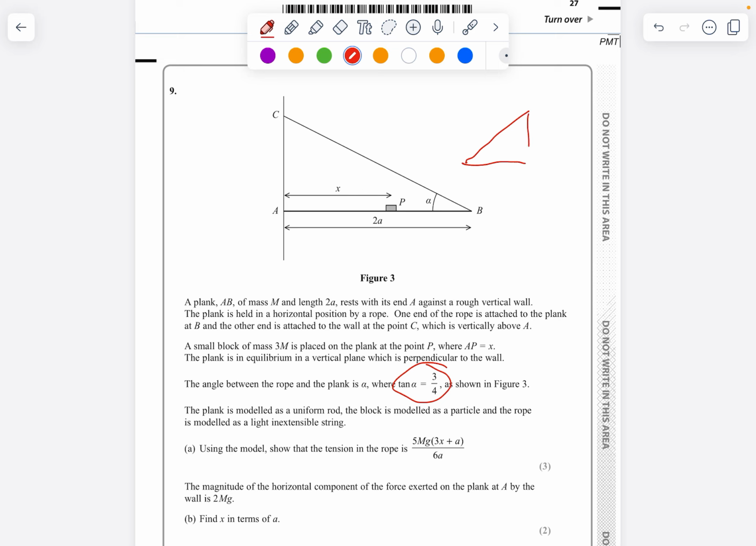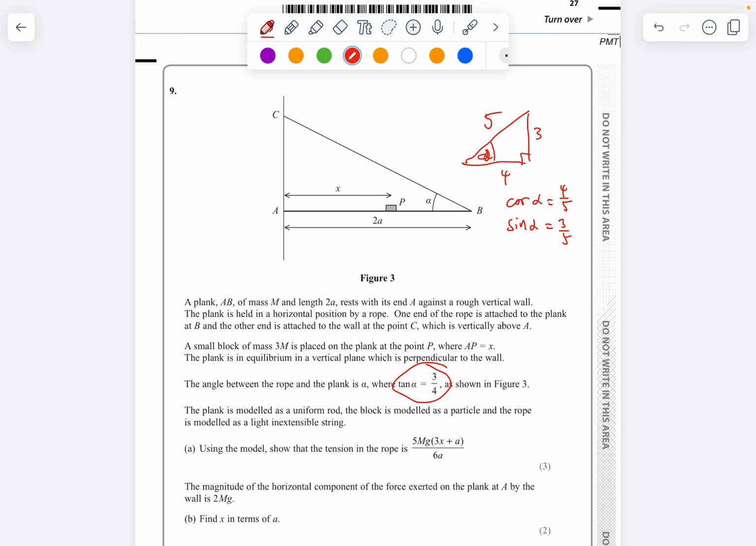Whenever we're told that in a mechanics question, that means opposite over adjacent, that's my alpha. So the hypotenuse must be 5 because it's a Pythagorean triple. So now I know what cos of alpha and sine of alpha are. My cos is 4/5 and my sine is 3/5. Now, my diagram is missing a few things.